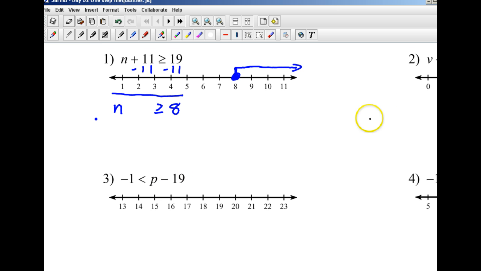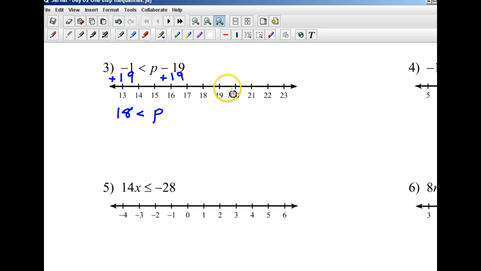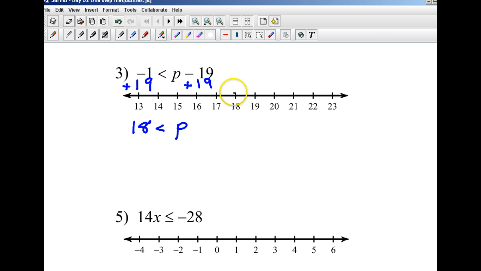Go below the number 3. P minus 19, okay, so we're going to add 19. Negative 1 plus 19, or 19 minus 1, is 18. Bring down the inequality sign. Okay. Is this open or closed? Open. Okay, open on 18.